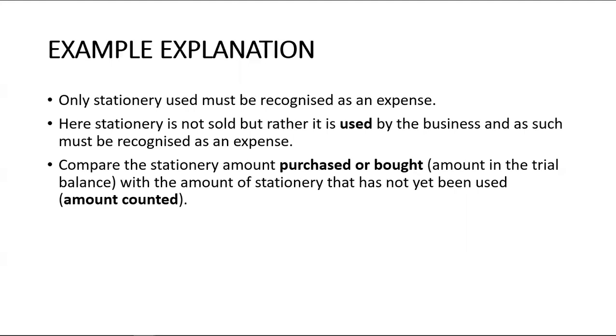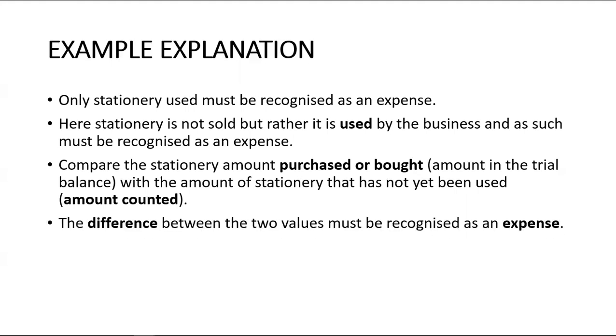So that's why we're going to take the one that we have in the trial balance minus the one that we haven't used, so that we arrive at an amount which is an expense, and that will be what is used. So purchased or net purchases of stationery minus stationery on hand equals used. And then you can manipulate the formula however you want. Obviously, as I've said here, the difference will be an expense.